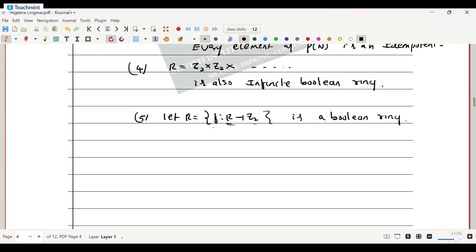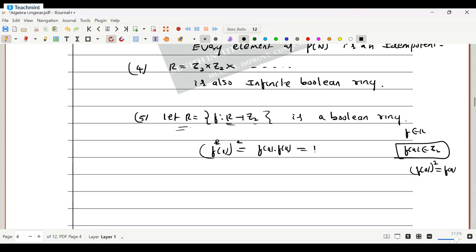(fg)(x) equal to f(x) into g(x), and (f plus g)(x) equal to f(x) plus g(x). With respect to these two operations, R is a ring. So Boolean ring అవుతుందా? So f square of x ఏంటి సార్? లేదా f(x) whole square. f(x) whole square అంటే f(x) into f(x). But we know that if f is a function belongs to R, then f(x) should belong to Z2, sir. So Z2 లో every element, Z2 is a Boolean ring, sir. So Z2 లో ఉండే ఏ element అయినా f(x) whole square equal to f(x). అవునా? So this is true for every f belongs to R. So therefore it is a Boolean ring.